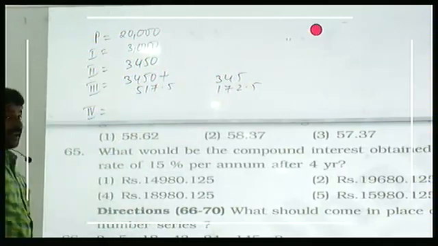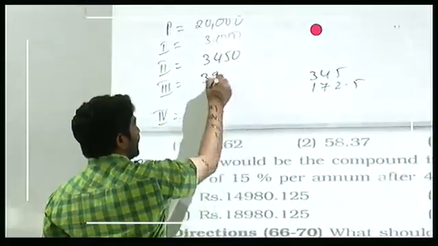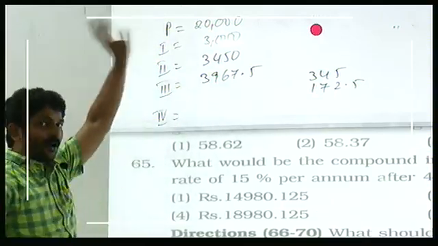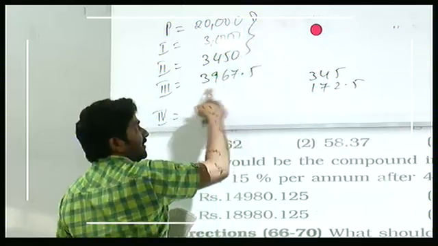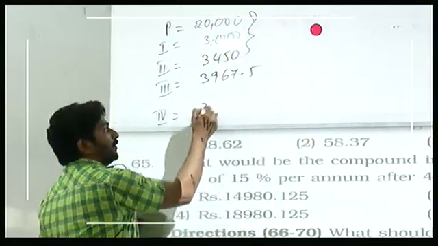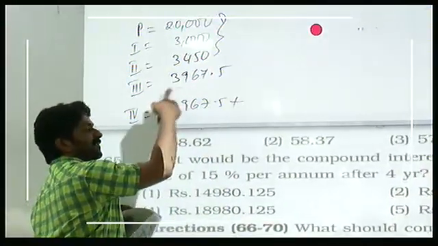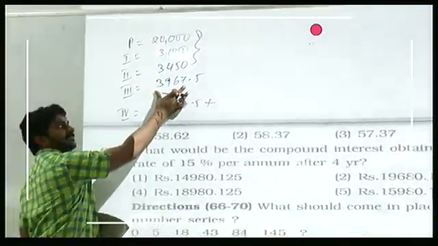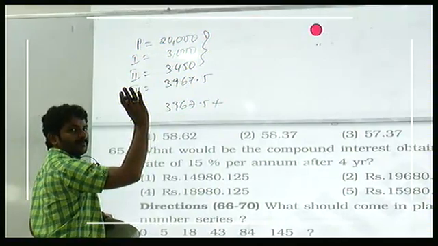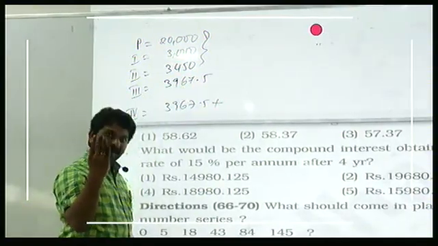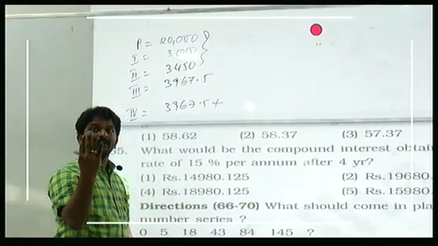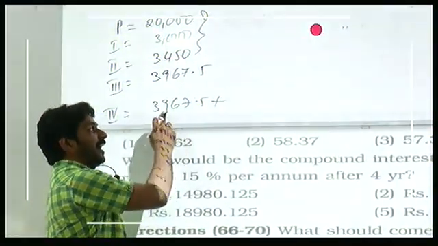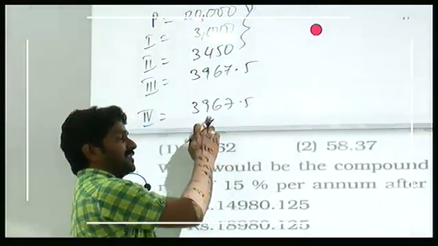Yes? 3967.5. Now for the fourth year you need to calculate 15% on all the numbers. Of these three it is 3967.5. So now you have to add 15% of this. Look at your options. Are these very close to each other? No. 10% is about 396.4, approximately 400. 5% is 200. 15% is 600. Add 600 to this number.